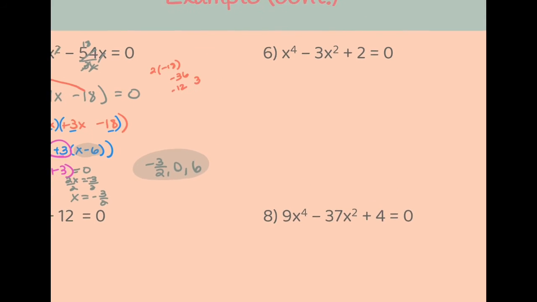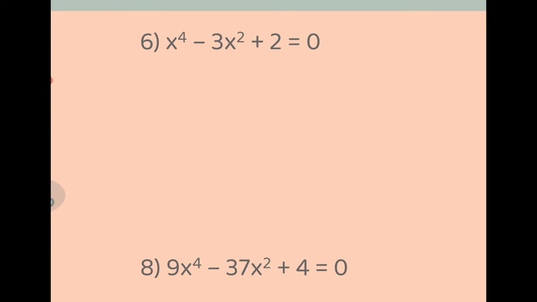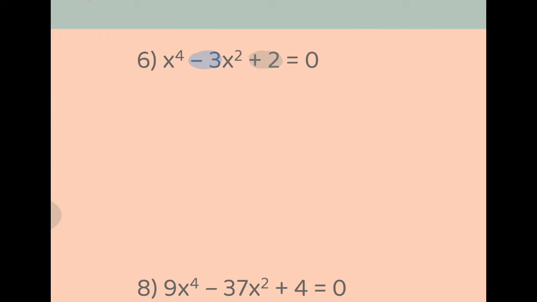So really, to see if they're factorable, we're going to ignore the x to the 4th and the x squared at the beginning and just look at the term at the end and the term in the middle and see if there are factors of positive 2 that sum to negative 3. There are. It would be negative 2 and negative 1.